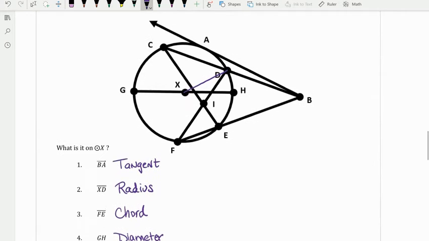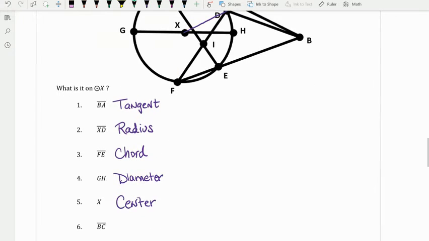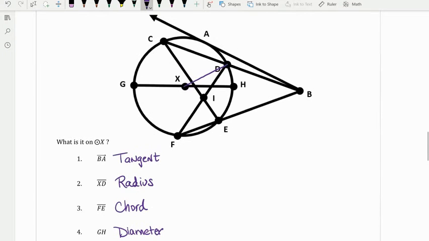Next up is segment BC. B is here, C is here. So one of our endpoints is on the circle, but one is off of the circle. So that one would be a secant. So it's that segment that goes outside of the circle.